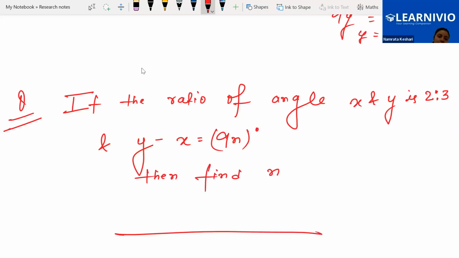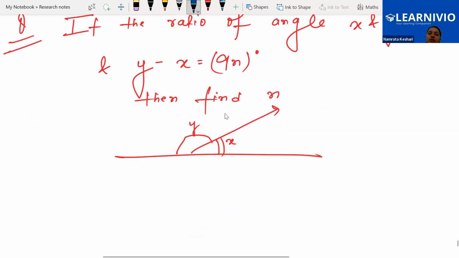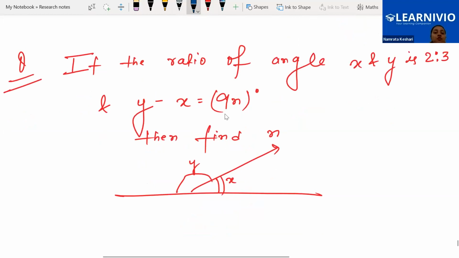Figure is like this. See, already this type of question we have done, but here the ratio is given 2:3. Let's do it together. Okay, the ratio between x and y is given as 2:3. So we can assume that x is 2k and y is 3k. We can assume that since the ratio is given. Now we understand that it is making a linear pair. So 2k plus 3k has to be 180 degrees because of the linear pair.